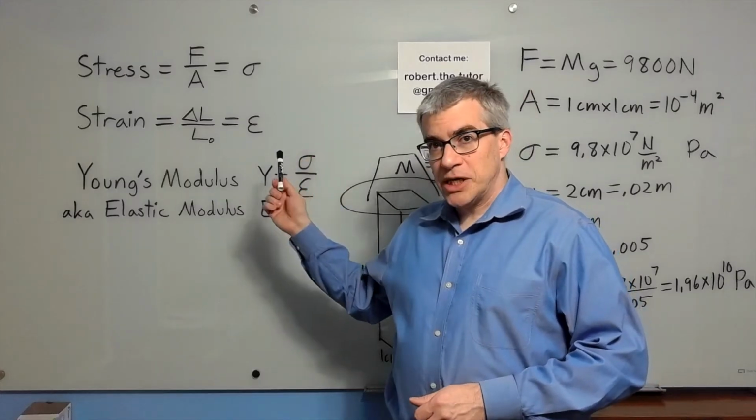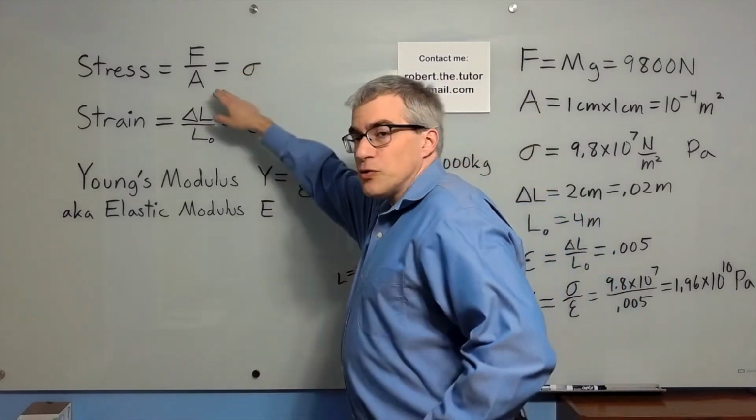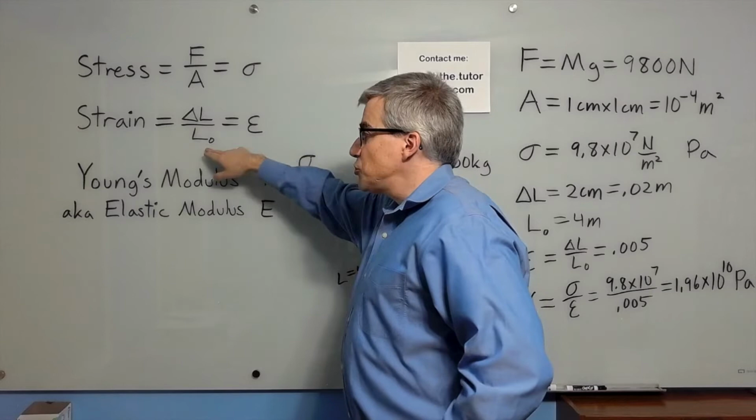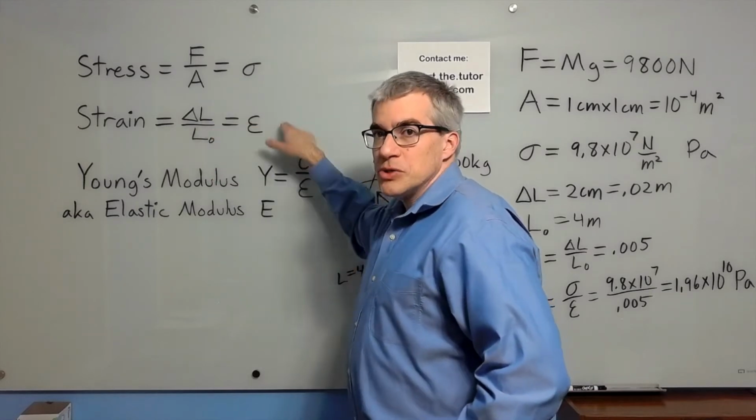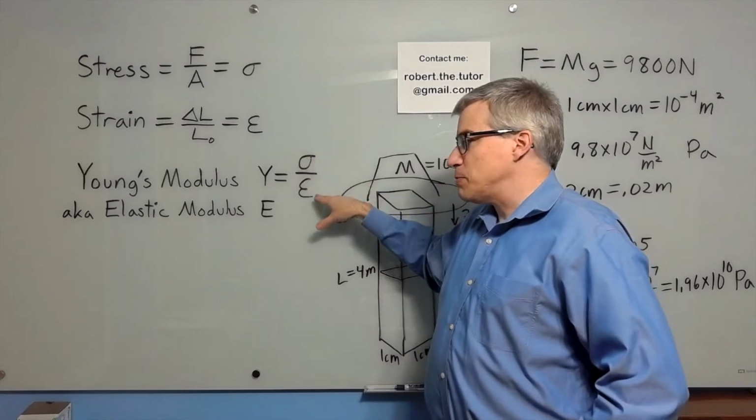Stress, strain, and Young's modulus. How do they work? Stress is force over area, or sigma. Strain is delta L over L0, which is epsilon. Young's modulus Y is sigma over epsilon.